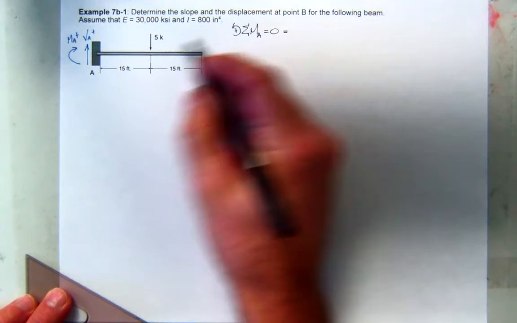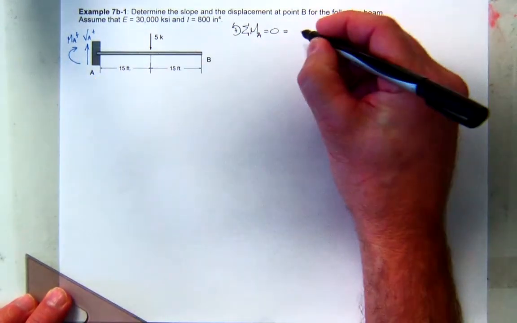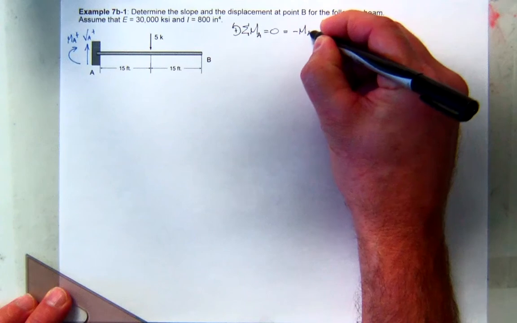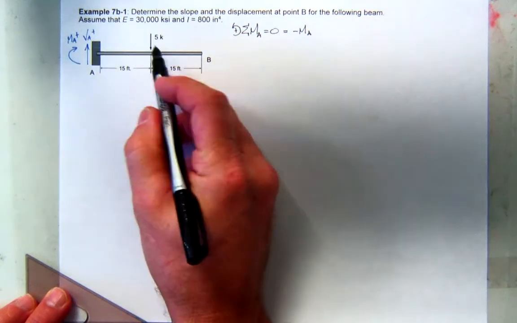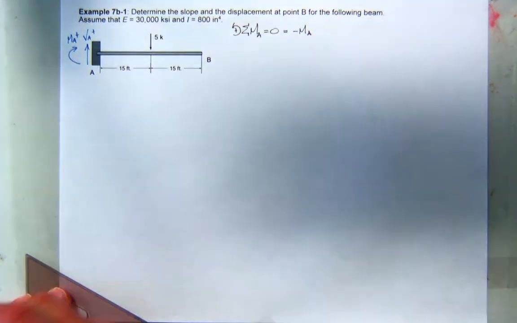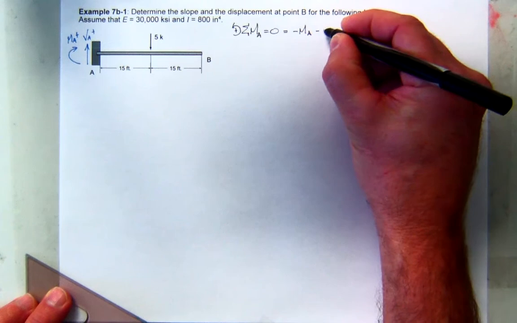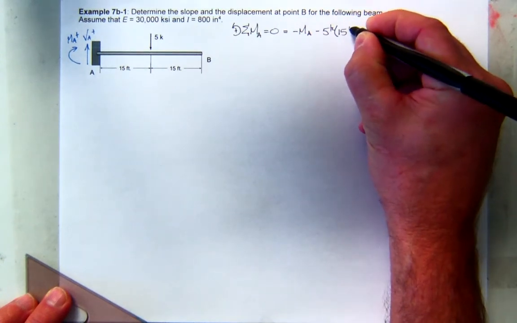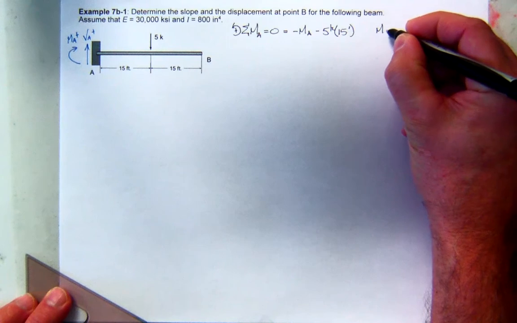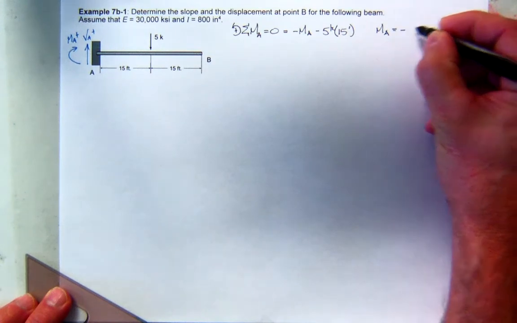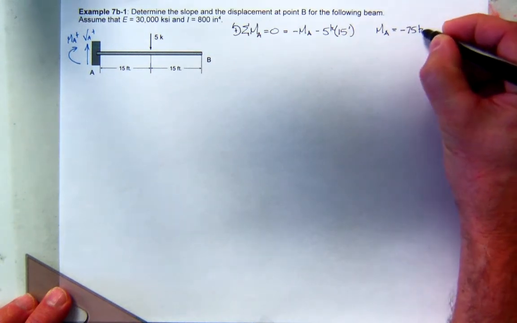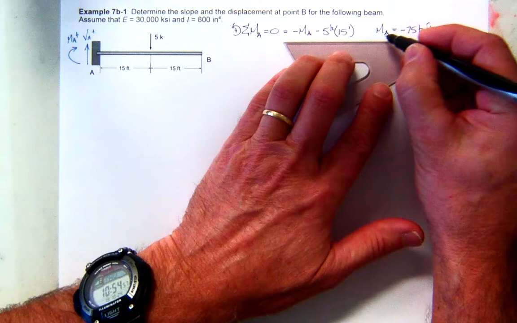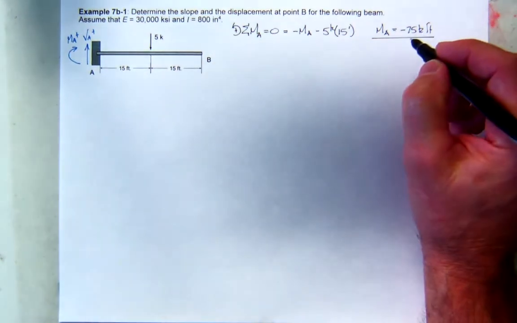With right-hand rule, this moment is actually a negative moment. And this 5 kip force about A also creates a negative moment. The force would be 5 kips, and the distance would be 15 feet. So it looks like my moment at A is negative 75 kip feet. So I have a negative bending moment at A. Does that make sense? Yes.